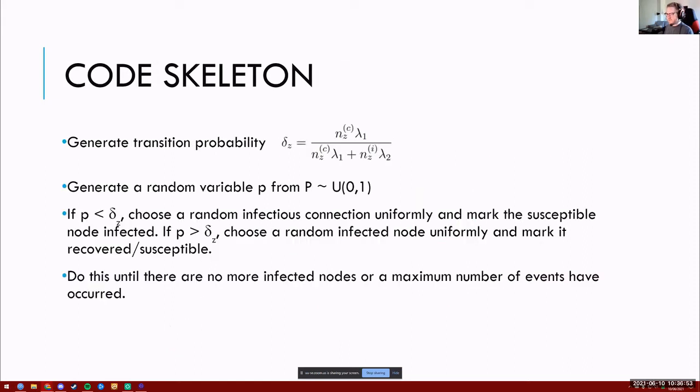So the code skeleton, this is how the simulation is made. We generate the transition probability, which is the probability of having an infection event. Then we generate a random variable p, uniform from 0 to 1. If p is lower than this delta, then we have an infection event, and we choose the random infectious connection uniformly and mark the susceptible node infected. Otherwise it is a recovery event, and we choose the random infected node uniformly and mark it either recovered or susceptible, depending on the model. We do this until there are no more infected nodes or a maximum number of events have occurred. For the SIS model, we can't really expect the infection to go away at some point, so we have a maximum number of events that is arbitrarily chosen beforehand.